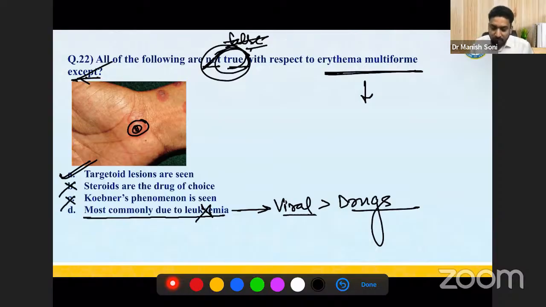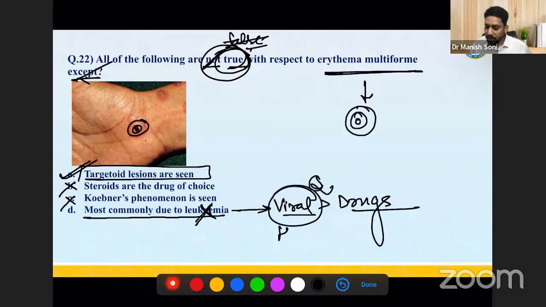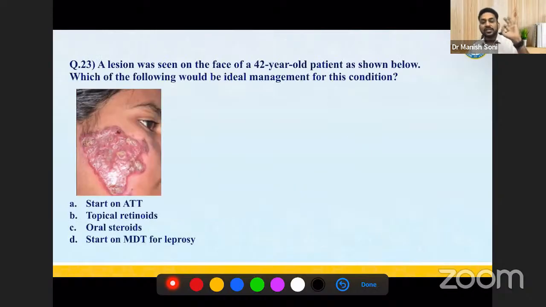And Koebner phenomenon, we have already written. Koebner phenomenon is seen in psoriasis, lichen planus, vitiligo. It is not seen in erythema multiforme. So that's why the answer is A, that is target-like lesions are seen because they have multiple concentric rings. I hope this is clear. So leukemia is not the cause. Most common cause is viral infection, commonly herpes simplex virus infection. So target lesions are also very important. Already questions have been asked on target lesions. Which virus, Arvind is asking? It is herpes simplex virus commonly associated.